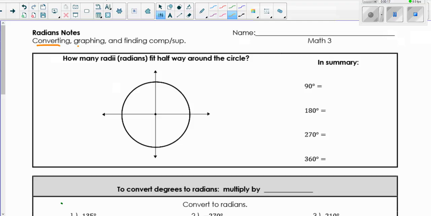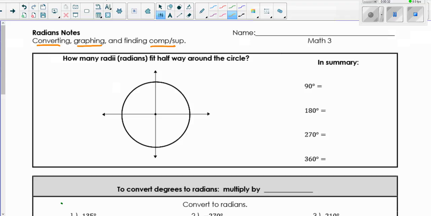We're going to talk about how you can graph in standard form. We already talked about how to graph in standard form for an angle. Now we're going to talk about how to graph in standard form giving a radian measure. And we're going to find a complementary and supplementary angle to a degree or to a radian.